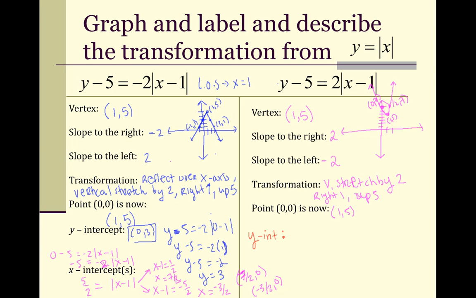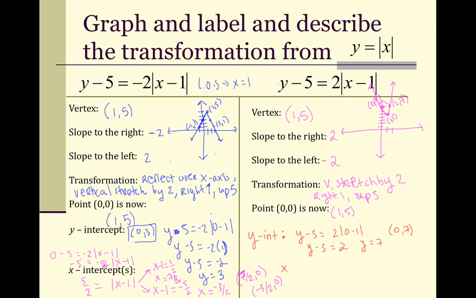I'm going to go ahead and plug in 0. y minus 5 equals 2 times |0 minus 1|. So y minus 5 equals, well, this is just going to be 1, so 2. So I get y equals 7. So my y-intercept is at (0, 7), which I knew, right? It's good to use my knowledge.